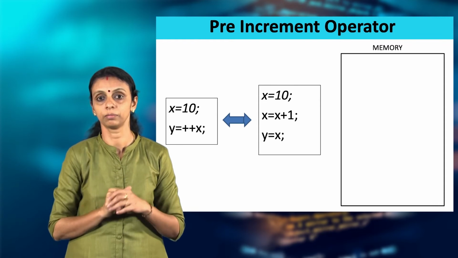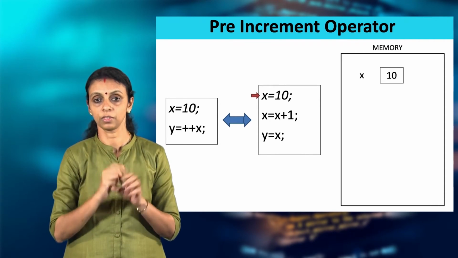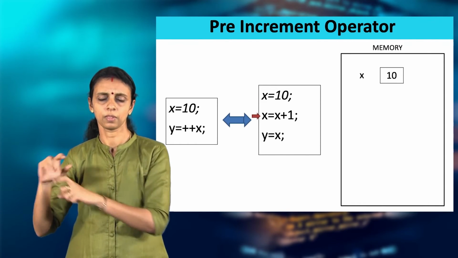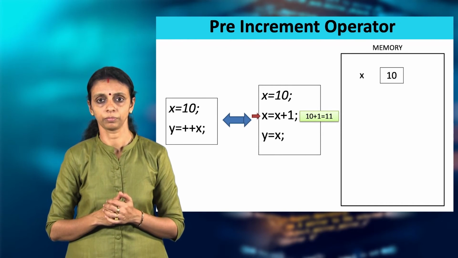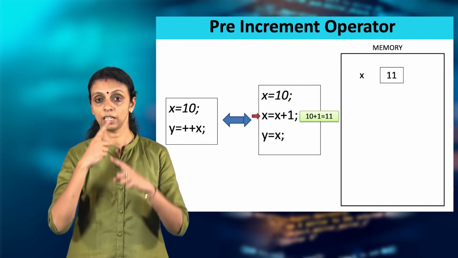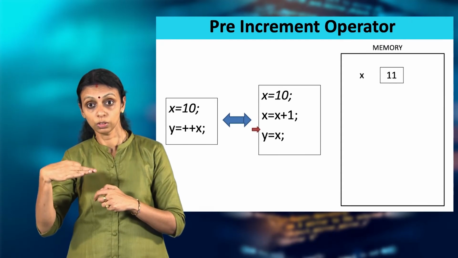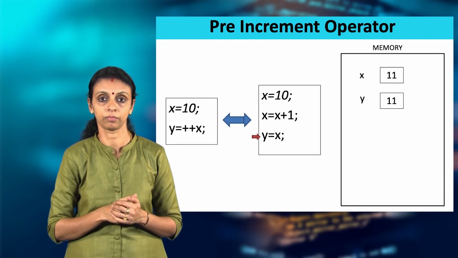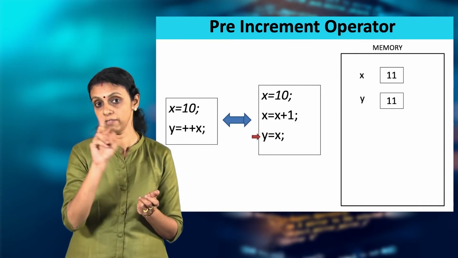For example, x equal to 10, y is equal to plus plus x. The same code can be written as this. This is how it runs. First value of x is incremented and then the new, incremented value is stored in y. So, the final value of y is 11 and that of x is 11.